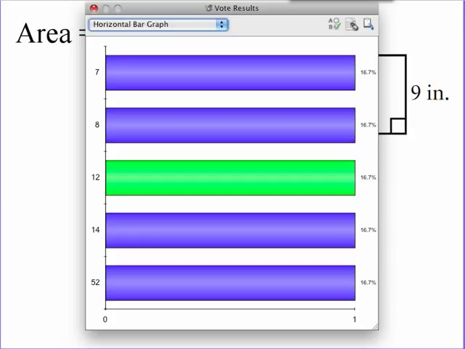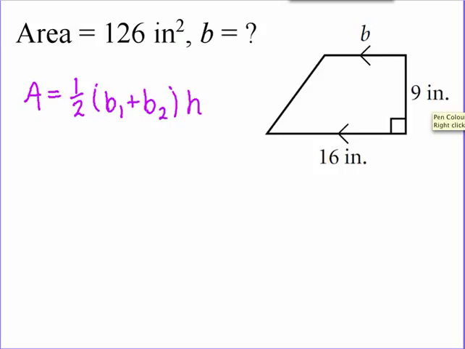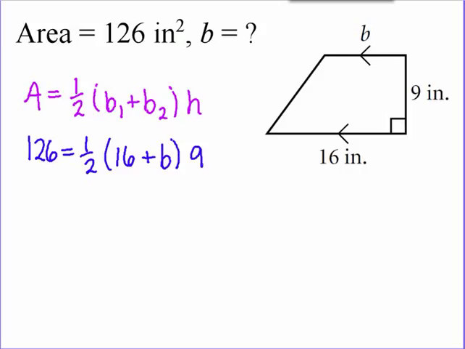Okay, so here you go. 12 is the answer. For those of you wondering how that works, first of all, you've got a trapezoid formula: 1/2 times B1 plus B2 times the height. Now all you have to do is fill in what you know. You know that the area is 126, that one of the bases is 16, and that the height is 9. You don't know what the other base is. So it's just a matter of solving that.